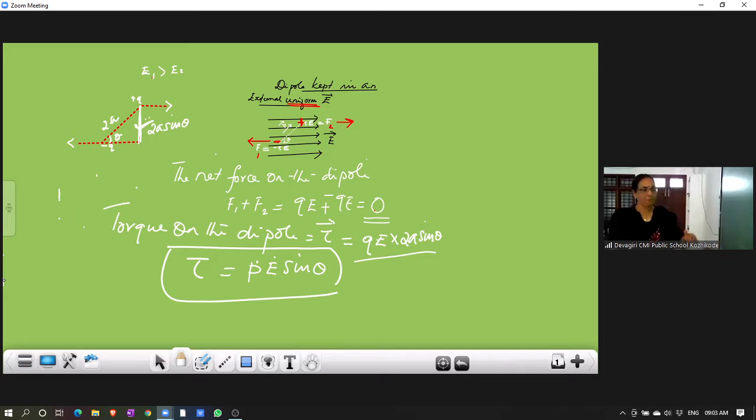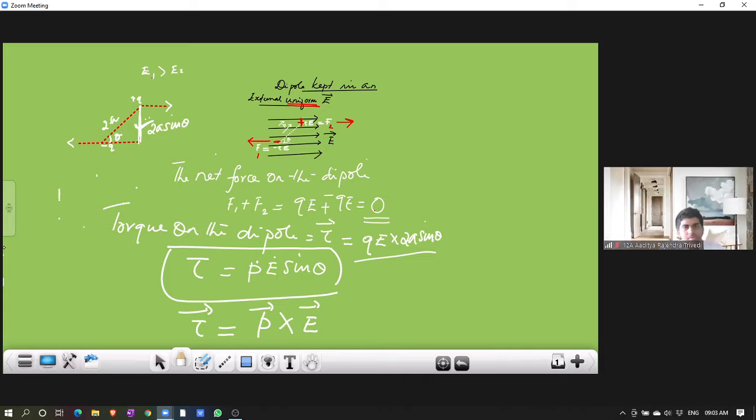It's easy to get the direction of the product of two vectors. If I change this pE sin theta into the format p cross E, all of you learned that A cross B is equal to AB sin theta. So I'm rearranging torque, pE sin theta, as p cross E. What is A cross B, children? You learned the dot product and cross product? Yes, ma'am.